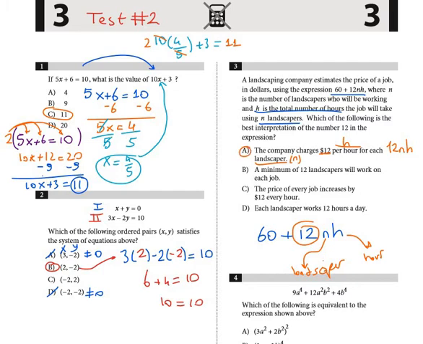A minimum of 12 landscapers will work on each job. This is just 12N. The price of every job increases by $12 every hour. So this is just 12H. Each landscaper works 12 hours a day. This is not even a variable we have. This is 12D, like per day, 12 hours. So the answer is A.